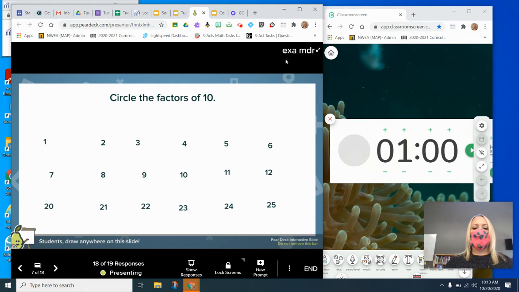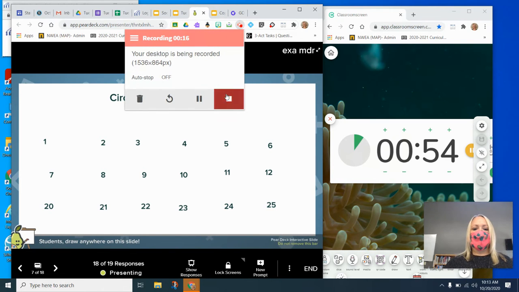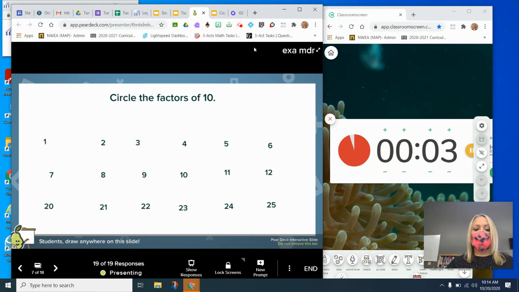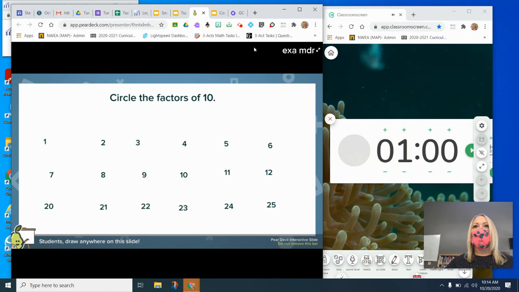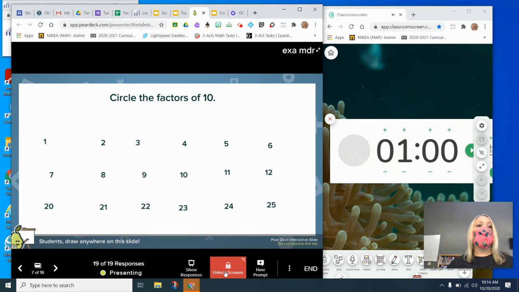So I need you to find all the factors of 10 and circle them. I'm going to give you 1 minute. Okay, I'm going to lock your screens, and I need a volunteer to please tell us what you circled.